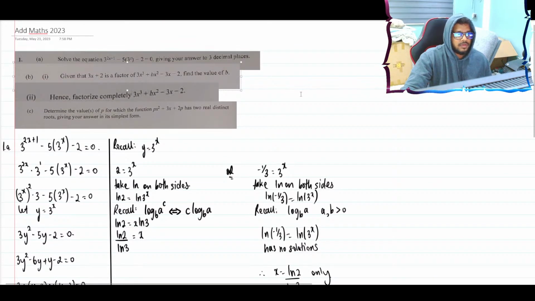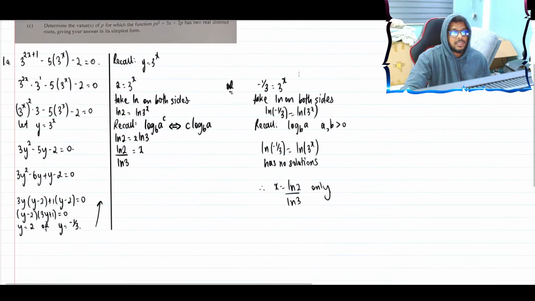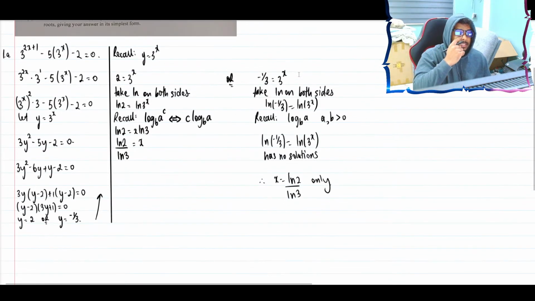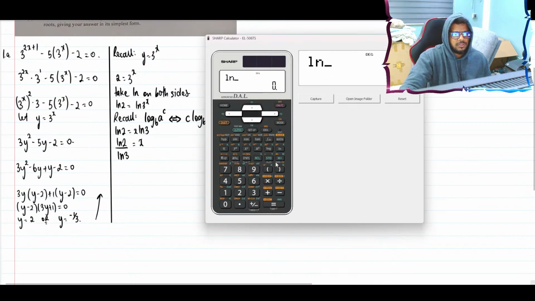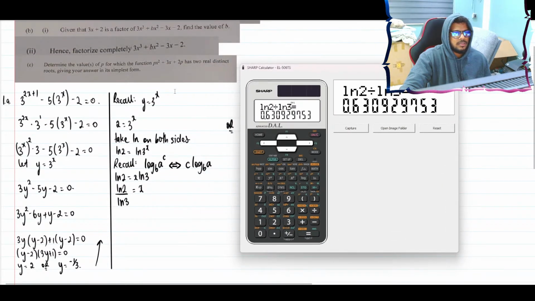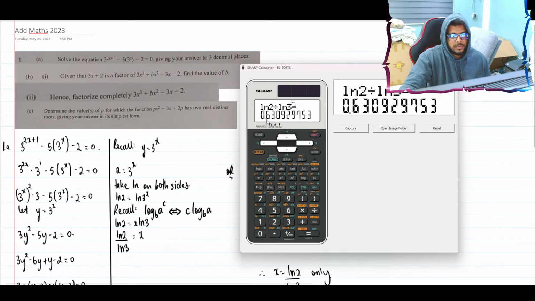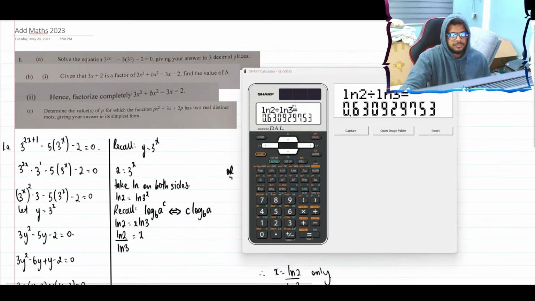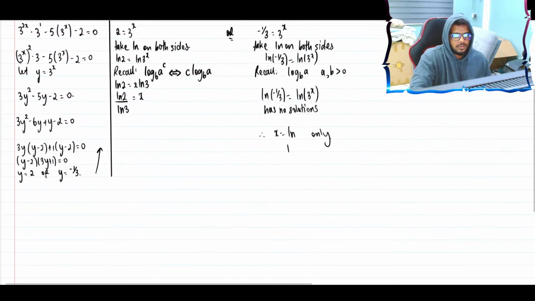Number 1, giving your answer. They say giving your answer to 3 decimal places, so we can't leave it as exact. We had to change it. So ln 2 divided by ln 3 is 0.63 to 2 decimal places, but they say 3 decimal places, so it will be 0.631 to 3 decimal places only.